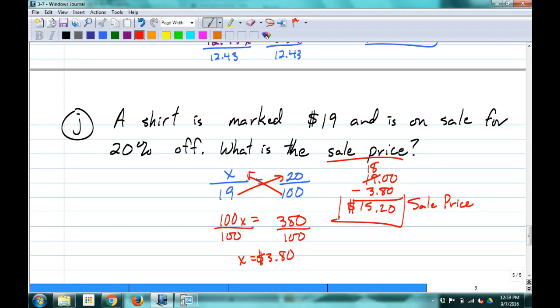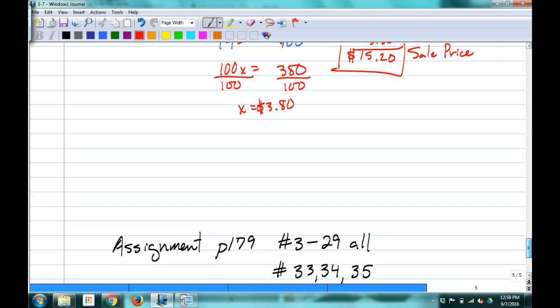So that's just a different way of looking at it, depending on what you need out of the problem, which way you would do it. This one takes an extra operation to solve. If you did the 80 over 100 here, the X that you find would be the actual sale price without having to do the subtraction. So there's a couple of different ways of doing things like that, which makes life easier sometimes.